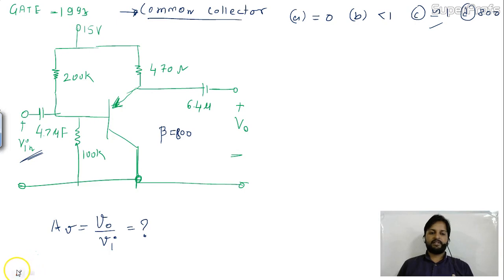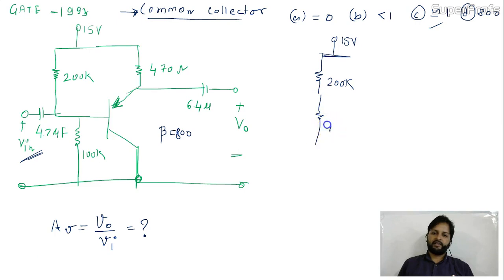So first I'll do the DC analysis of this circuit. In the DC analysis, I'll remove all AC parts as well as the capacitors. So when you do the DC analysis of this circuit, it will be like 15 volt, here it's a 200K, here it's 100K, and this is your circuit, like this. 470, and here is your capacitor.